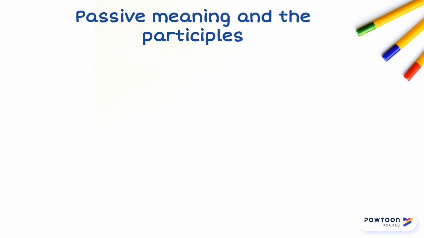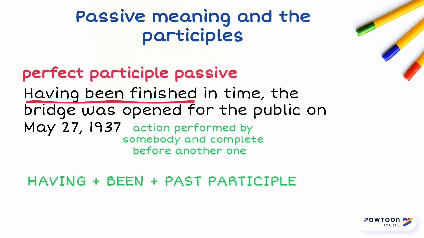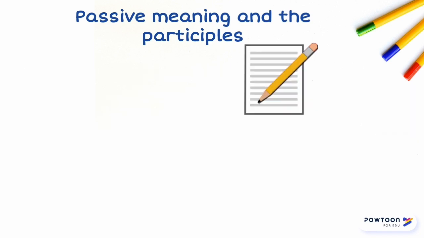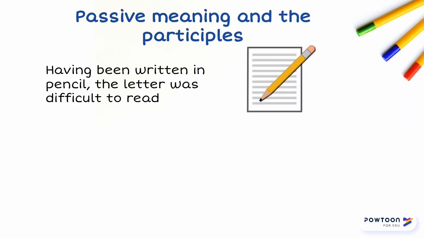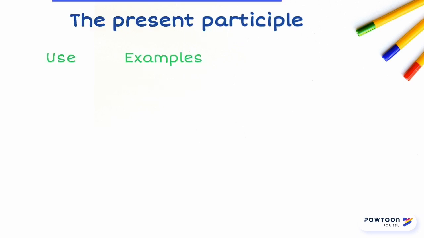And the perfect participle can also be passive. Look at this example. Having been finished in time, the bridge was opened for the public on May the 27th in 1937. And it means that the action was performed and complete by someone before another action in the sentence, so having been finished in time before it was opened, and we make it with the help of having plus been plus past participle. More examples for you. Having been written in pencil, the letter was difficult to read. Having been explained before, the rule did not present any difficulty.